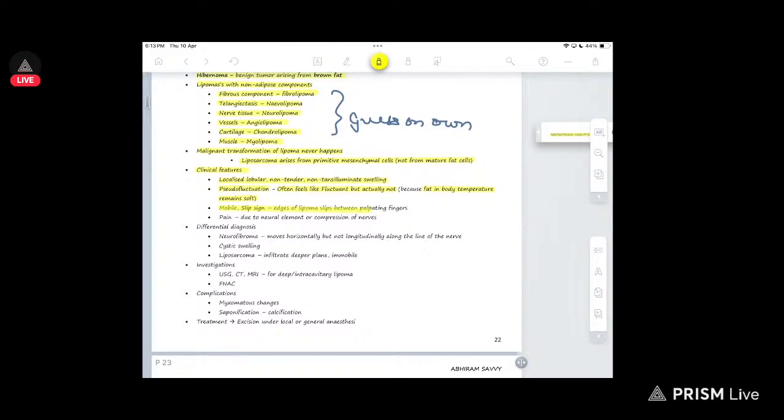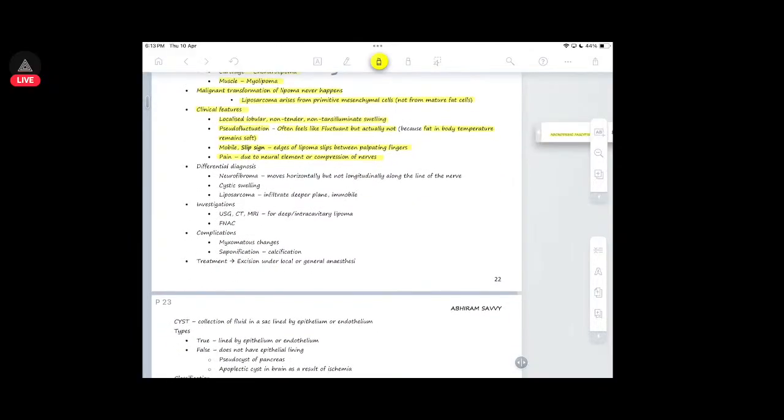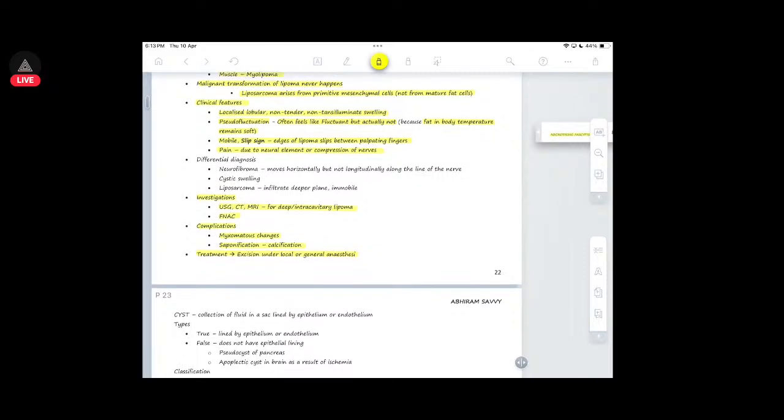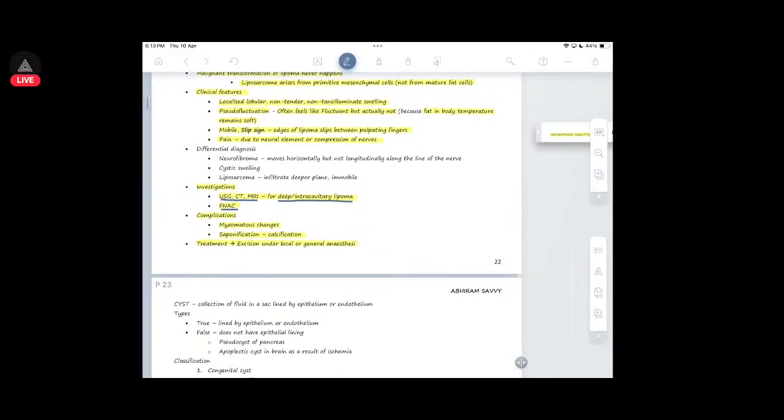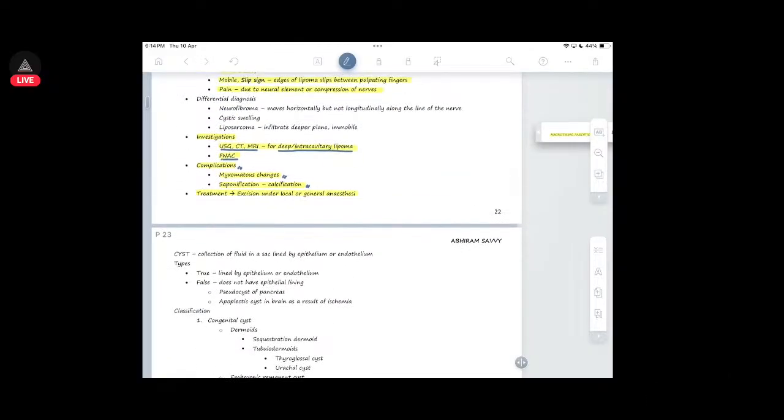You have the slip sign: the edges of the lipoma will slip under the palpating finger. Pain can be present due to vascular elements or compression of nerves. Investigations: ultrasound, CT, MRI, and fine needle aspiration cytology, which is for deep or intracavitary lipoma. Complications: myxomatous change, saponification, and calcification. Treatment is excision under local or general anesthesia.